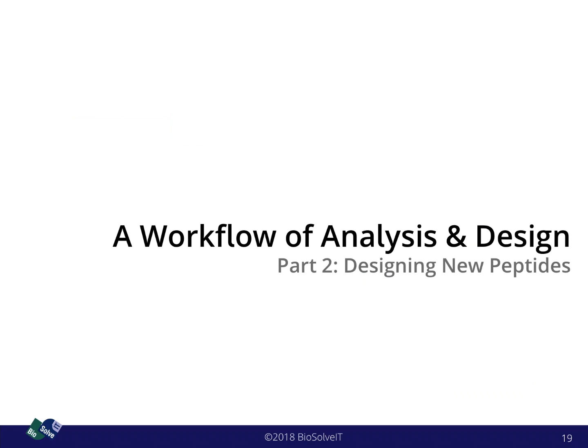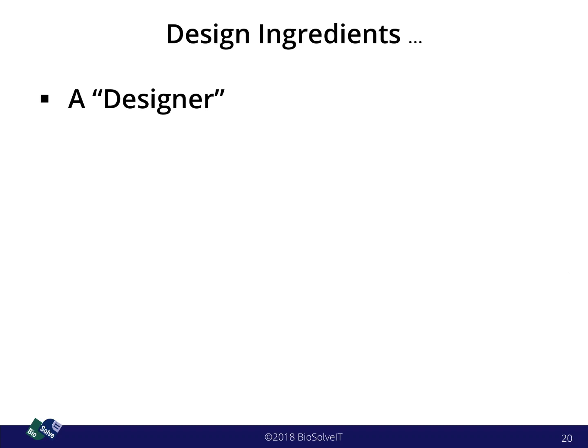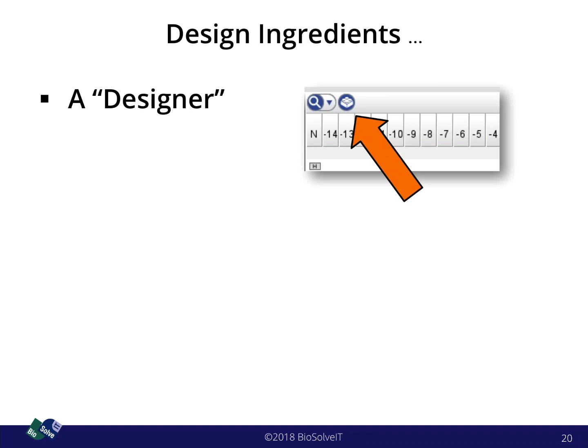Okay, then let's go to part number 2. Once we have analyzed our sequences alongside data, it's time to actually design new peptides. So how does PepSee as is today support the design of novel peptides here? What are the ingredients? Well, we would need a designer first. Having collaborated with a Danish company, of course, there is a Lego icon that we need to activate this designer. Once we click on the designer, we will add a new line at the very bottom of the table, as you will see in a second.